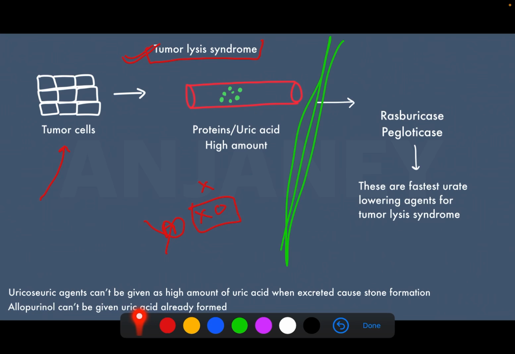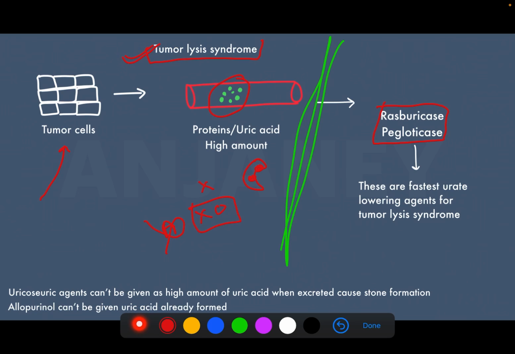Done. Now next drugs. Next are uricosuric agents. What will they do? They will excrete this uric acid in the kidney. But if there is a high uric acid inside the blood and I excrete all of this in the kidney, then there will be renal stones in the kidney. I don't want this either, so I can't use uricosuric agents here. So what drugs can I use? I can use rasburicase or pegloticase. They will convert this uric acid into a water soluble form, allantoin, and this water soluble form will be excreted by the kidney without causing any stones.